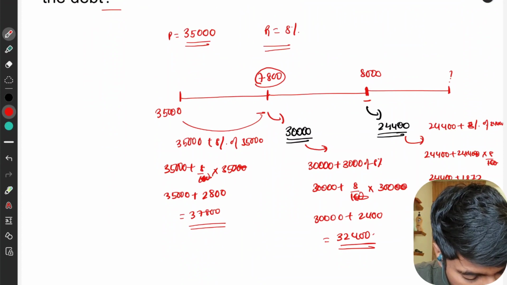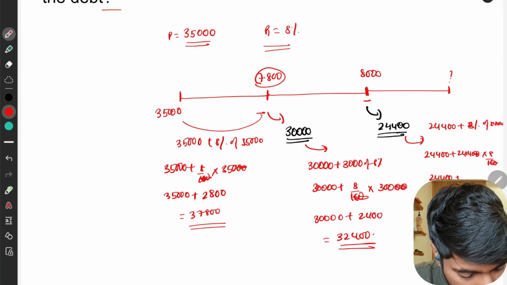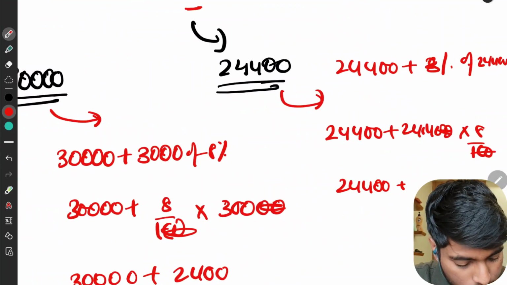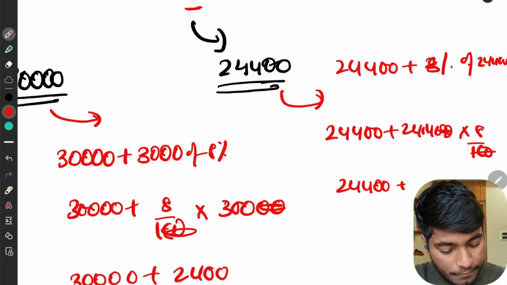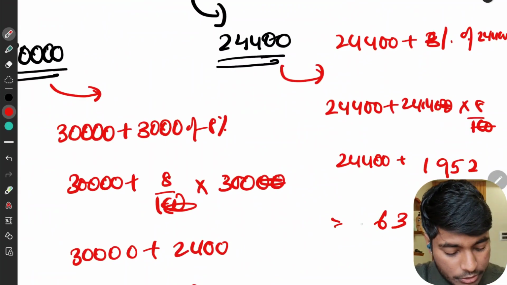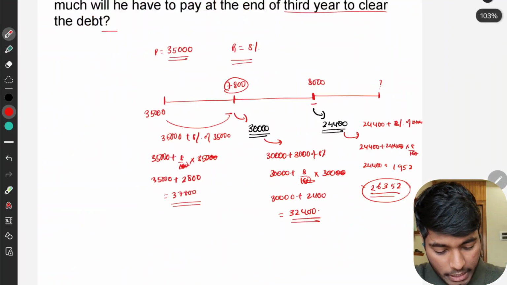Just a minute, okay? Just give me a moment. Let me calculate it again. So I can write 8 4s are 32, carry 3. Oh, yeah, it was my mistake. 1952. So when you solve this, you will get 26,352. Pardon me for the calculation mistake.